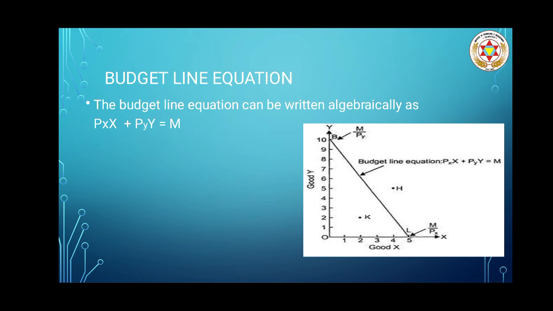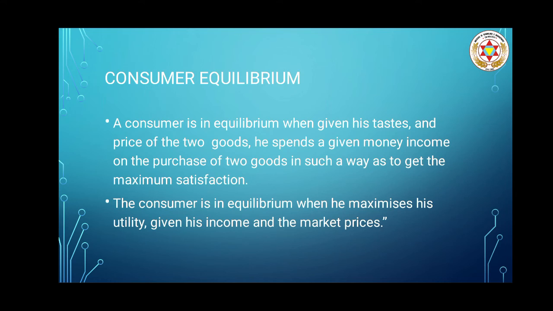So using the concept of indifference curve and the budget line, now we'll try to understand the concept of consumer equilibrium. A consumer is in equilibrium when, given his tastes and the prices of the two goods, he spends his given money income on the purchase of the two goods in such a way as to get the maximum satisfaction. That is, the consumer is in equilibrium when he maximizes his utility given his income and the market prices.